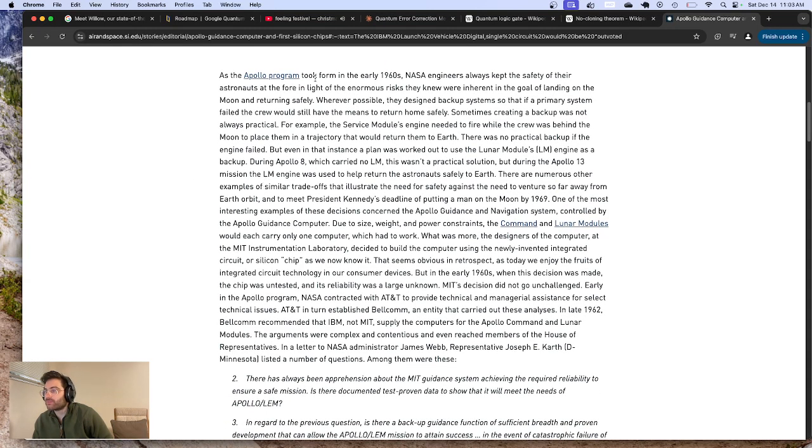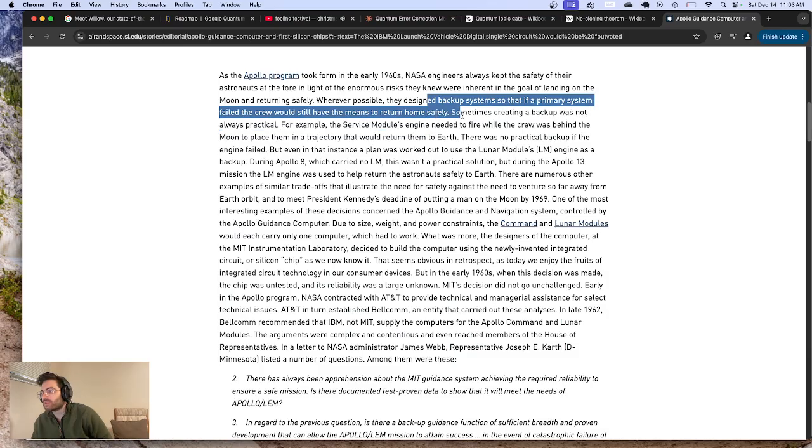"As the Apollo program took form in the early 1960s, NASA engineers always kept the safety of their astronauts in the forefront, in light of the enormous risk inherent in the goal of landing on the moon and returning safely. So whenever possible, they designed backup systems. Sometimes it wasn't practical."